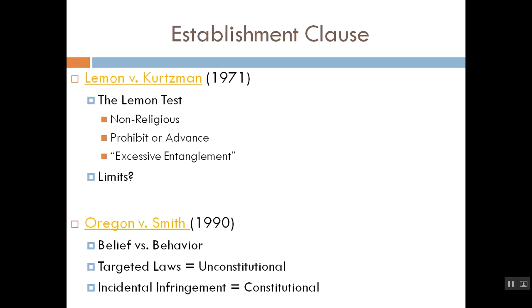In other words, what I want you to understand is that in Oregon versus Smith, the Supreme Court tells us that the Free Exercise Clause does not prohibit Congress from creating laws which incidentally conflict with religion. Okay, it does tell us that they are not allowed to target religion. But your free exercise of religion is not a get-out-of-jail-free card. It is not an excuse to engage in illegal conduct.